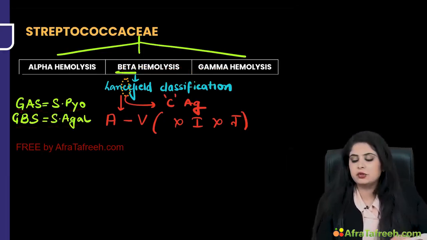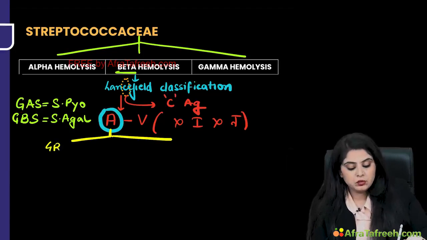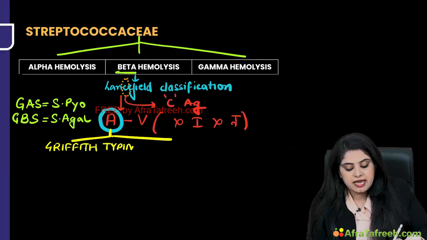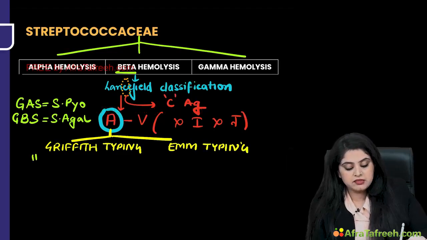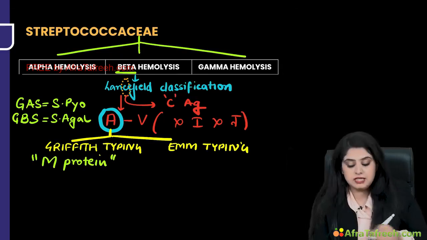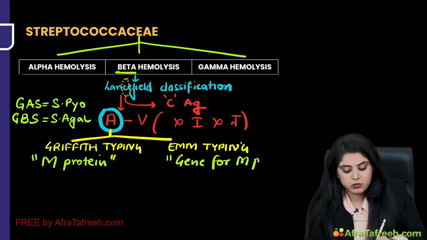Fine. Before I get on to the details, this Group A can further be divided on the basis of two typings. Only for Group A, there is something known as Griffith typing, and there is something known as EMM, that is M typing. And please note that the Griffith typing is based on M protein. What is the basis of the EMM typing? It is the gene for the M protein. Sounds very similar, but is a little different.